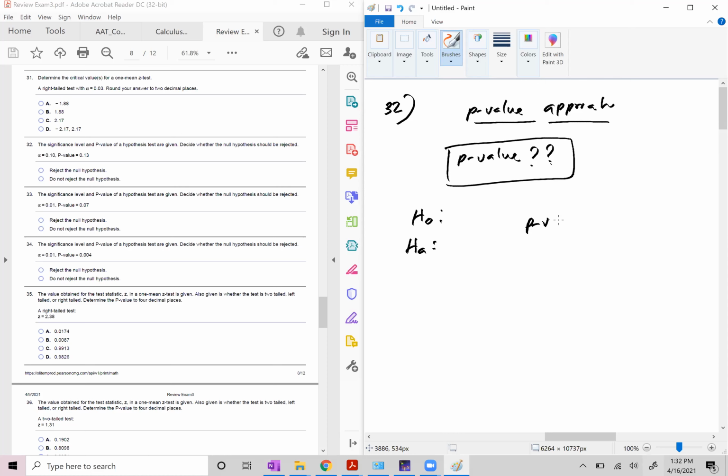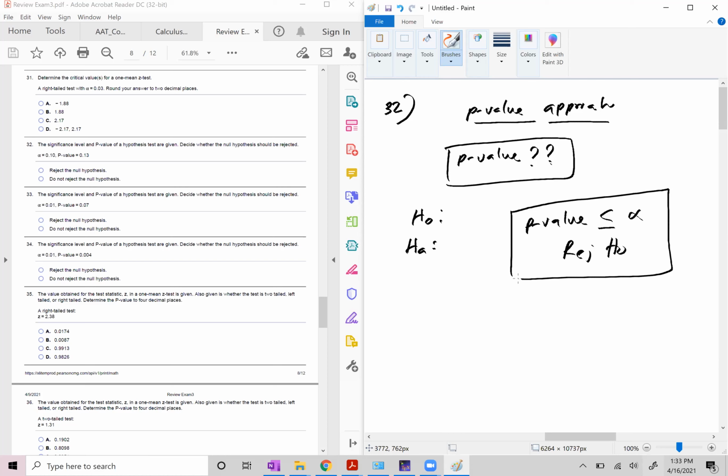You simply have to remember this. If the p-value is less than or equal to significance level alpha, you reject the null. That's all you need to know to answer these few questions. You compare the p-value straightforwardly with the alpha or the significance level given. If the p-value is less than or equal to that, you reject the null. Otherwise, you do not reject the null.